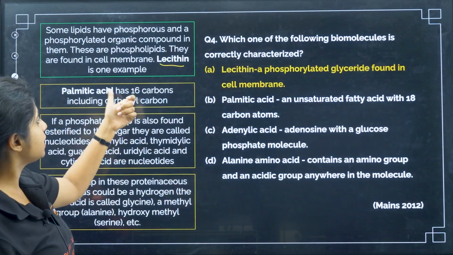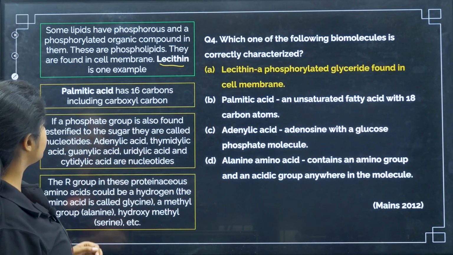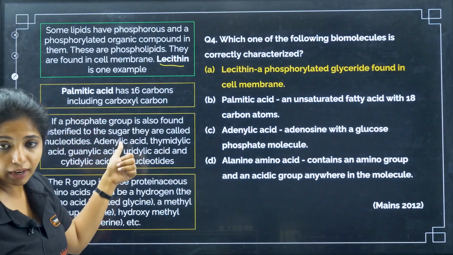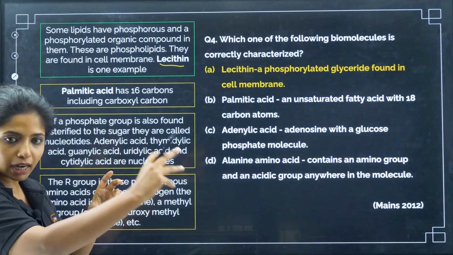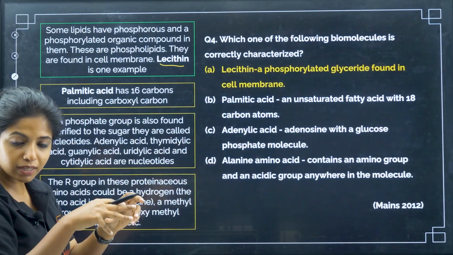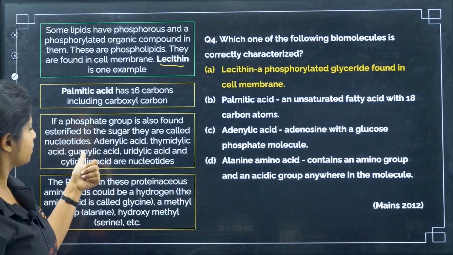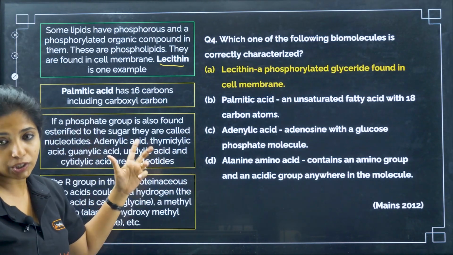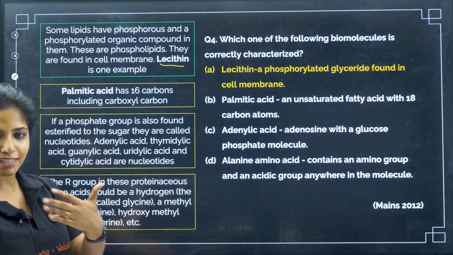Now, palmitic acid has 16 carbons including the carboxyl carbon, I already told you. Now if a phosphate group is also found esterified to the sugar, they are known as nucleotides. I told you sugar plus nitrogen base is a nucleoside. If a phosphate group is there, it is a nucleotide. Adenylic acid, thymidylic acid, guanylic acid, uridylic acid and cytidylic acid are nucleotides. So whenever you have a phosphate group, you call all of them acids.